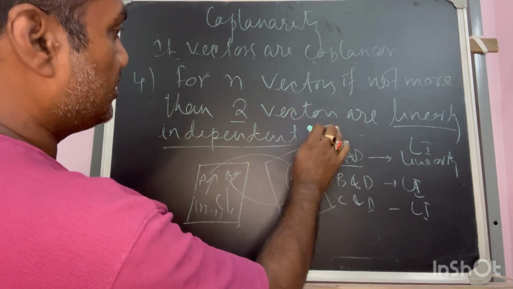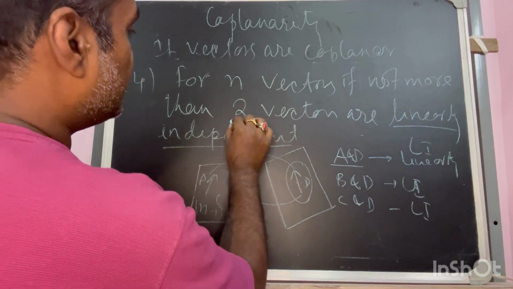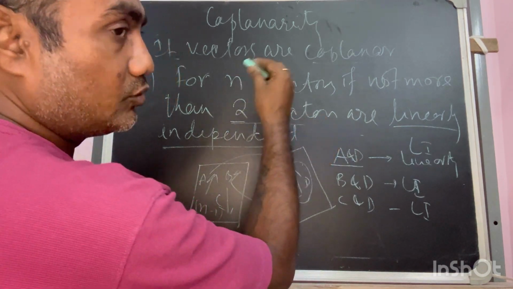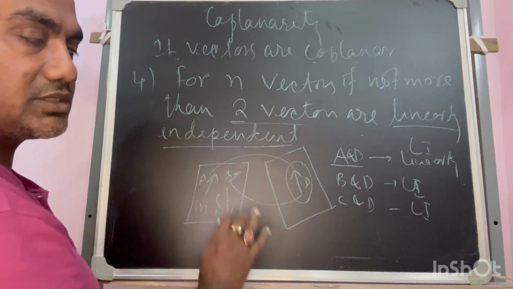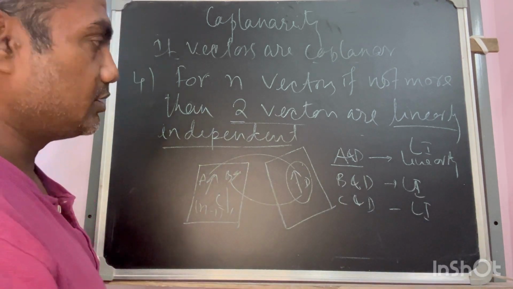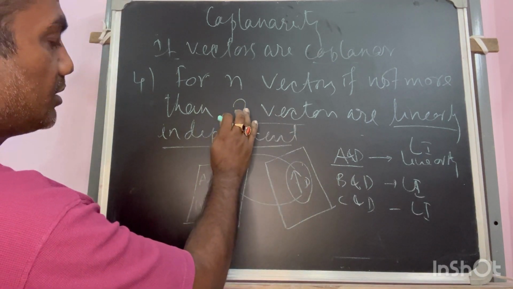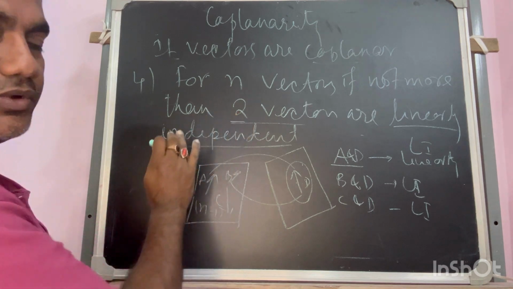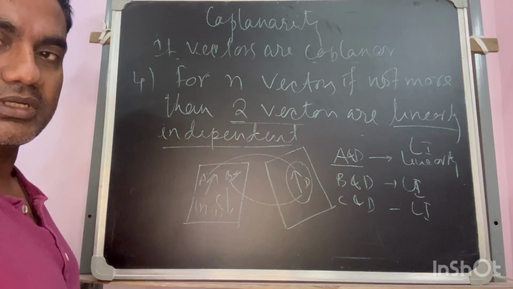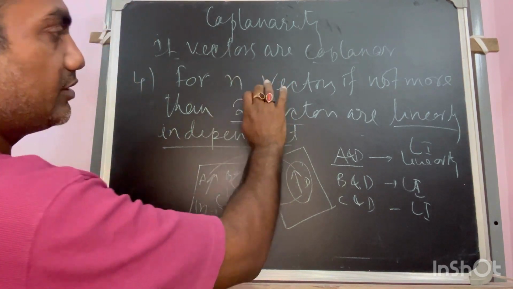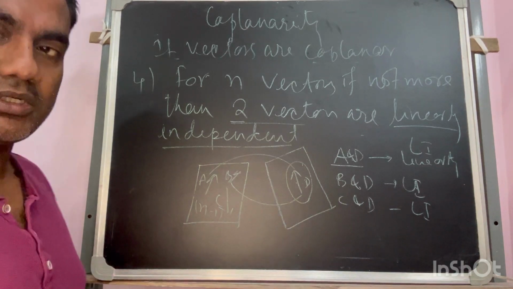So from that, in reverse, we can say if this condition is satisfied for more than 2, then the vectors are not coplanar. If it is up to 2 vectors or less than 2 vectors, then we can say that the n vectors are coplanar. Understand my point? This is the explanation.